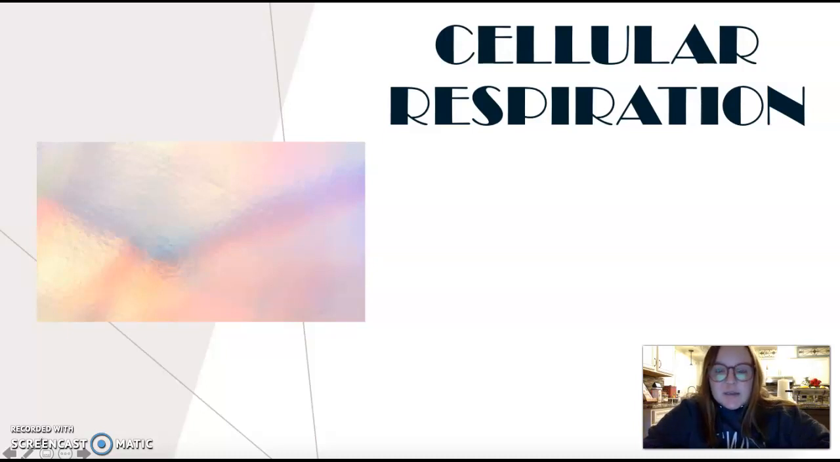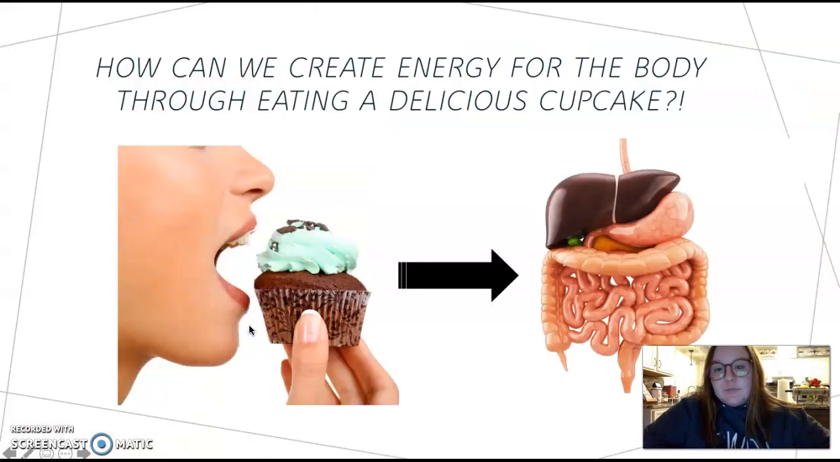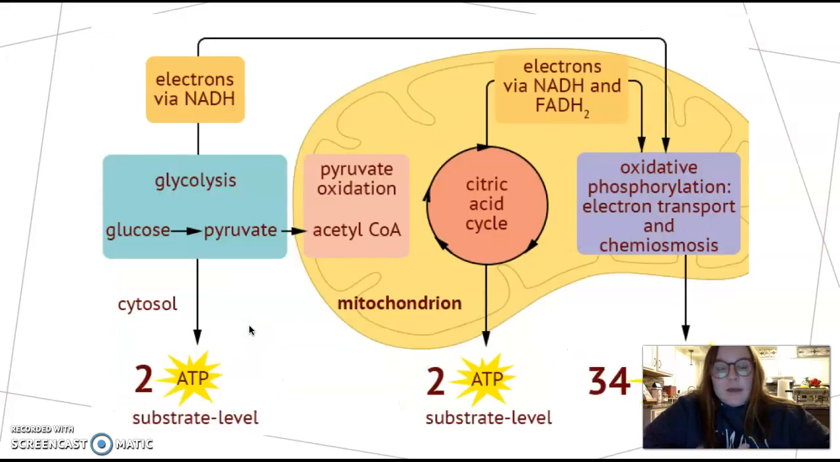Spencer's Cupcakes. Today's lesson discusses how we would take a cupcake and break down all of the nutrients and then utilize those nutrients for energy for our body. This process is called cellular respiration. So how can we create energy for the body through eating a delicious cupcake? As I previously mentioned, it's through a process called cellular respiration.